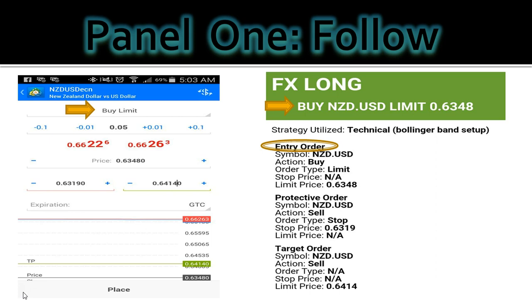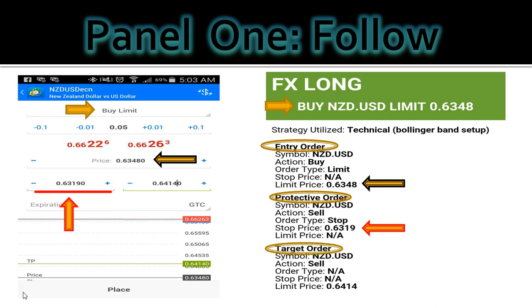The next thing I'm going to look at is the entry order, okay, at 0.6348. I'm going to put that in where it says price, 0.6348. Okay, I'm going to copy and paste. Remember, follow our market experts to the T. I'm going to plug in our protective order at 0.6319. I'm going to put it where the red line is. Okay, that's our stop loss. I'm going to put our target order or our take profit, all right, at 0.6414. I'm going to put that where the green line goes, okay, 0.6414.